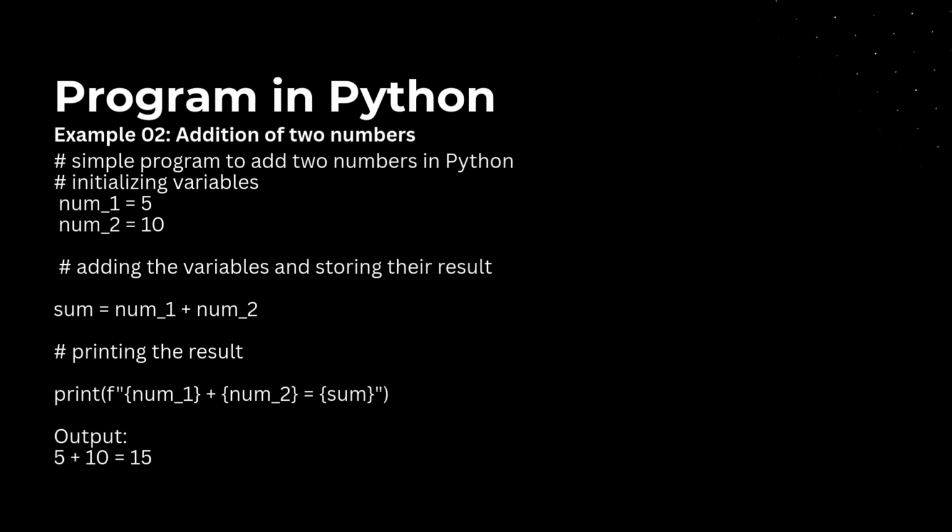Here we have defined two variables as num1 and num2 and initialized them with values 5 and 10 respectively. We have then performed addition of these two variables and stored their result in the third variable called sum. Finally, we have used the print function to display the output to the user.